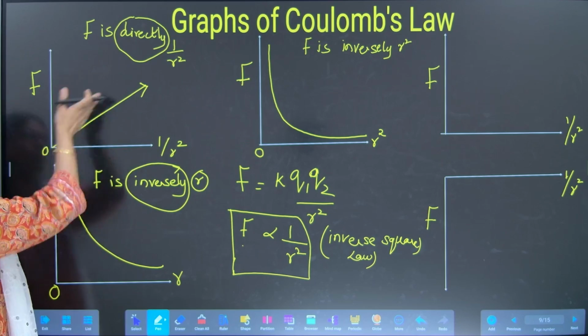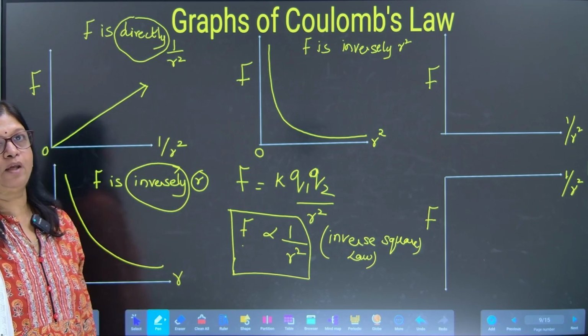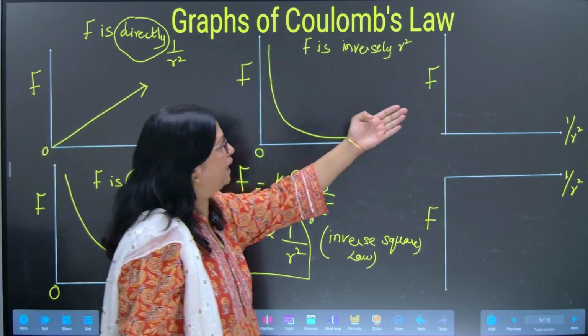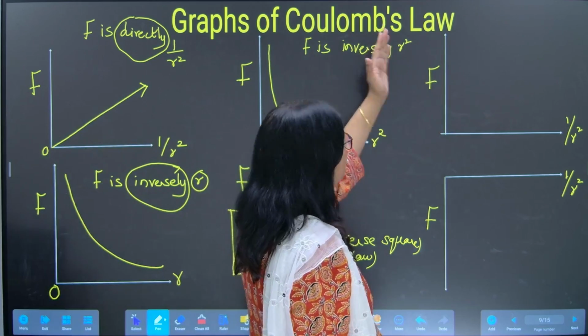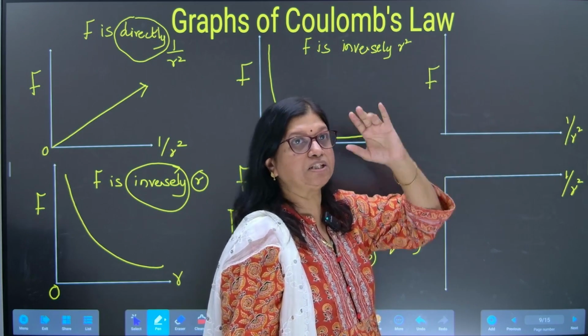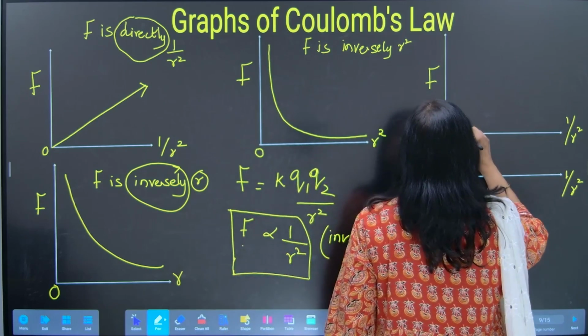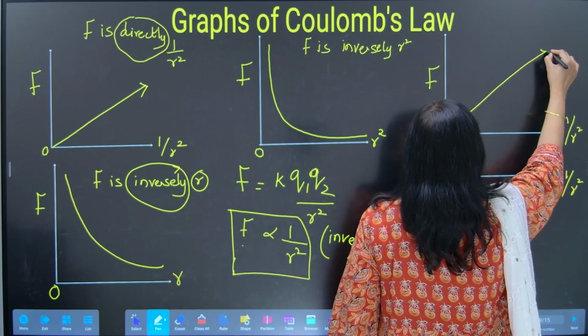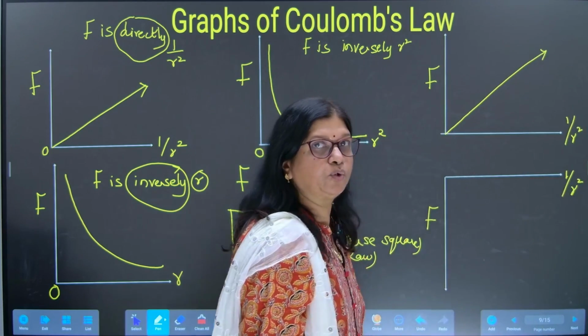That's why it is a straight line graph, which is saying that as the value of 1 upon r square increases, force also increases. Okay, so let us move to the next graph, where again we are plotting the graph between force and 1 upon r square, which are directly proportional to each other. The graph is definitely a straight line graph, which is already explained to you.